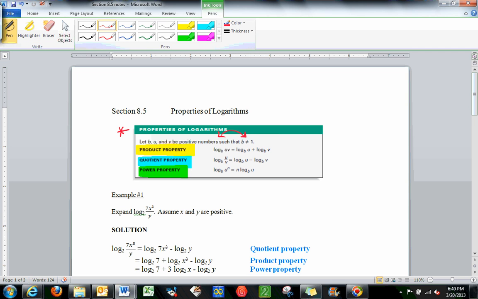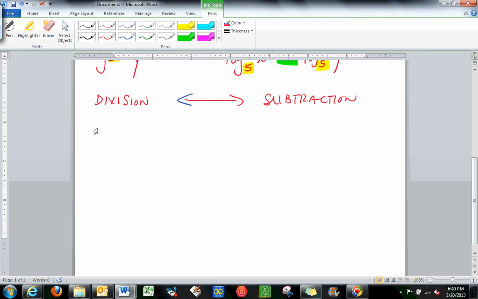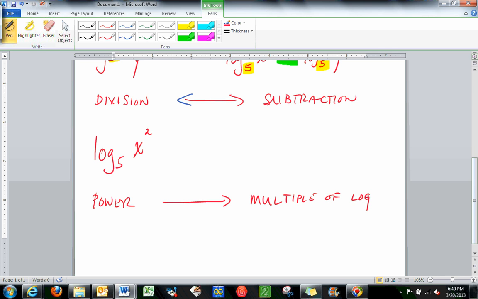What this tells us is if we have a power within our log, we can then make that a multiple in front of the log itself. So if we look at another example like this, let's just say log base 5 x squared. So now we have a power, and when we expand that, it then becomes a multiple of the log. And what do we mean by a multiple of the log? That means that we can then say that this is 2 times the log base 5 of x.